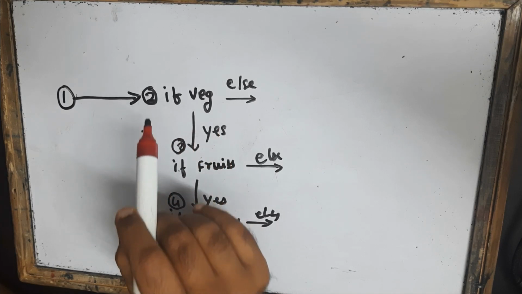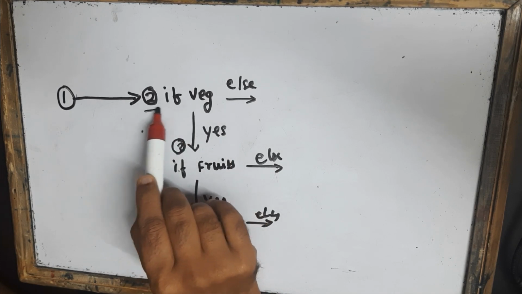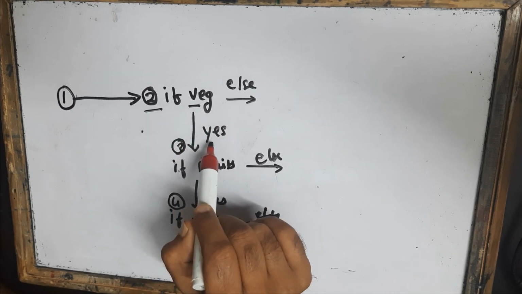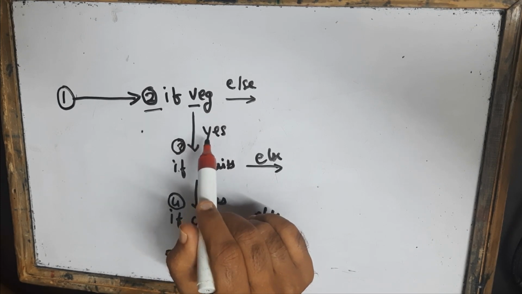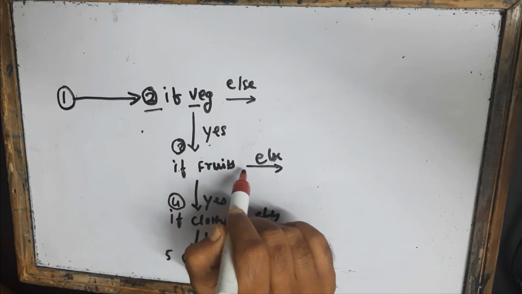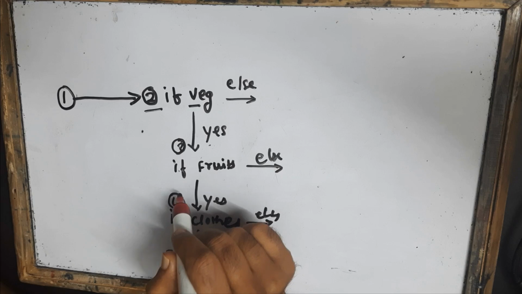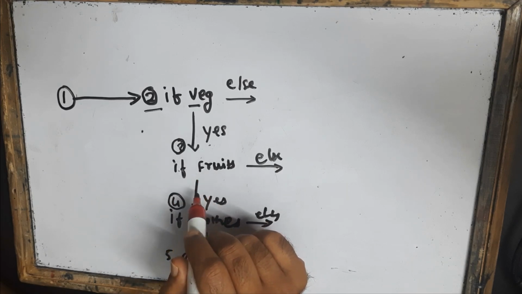So there's a condition you check at each point. At point number 2, you check the condition. If veg, yes, then you go to point number 3 and buy vegetables. Then you look for the next map. If fruits, then you go straight. Otherwise, you have to take left there. Then go to point number 4. Buy fruits.